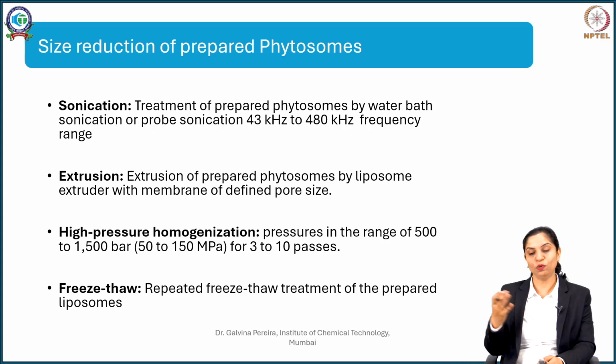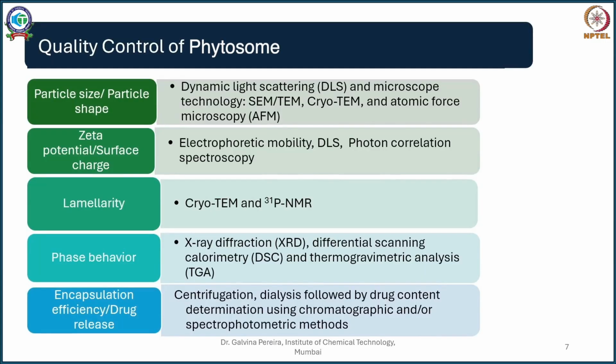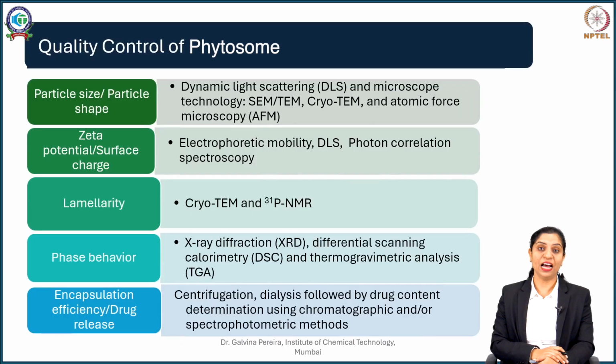Also optionally, if you have large vesicles like your large multilamellar vesicles, you can break them into smaller vesicles by continuously freezing and thawing. When you do it at few hour intervals, the vesicles break up and eventually give rise to a smaller particle size. Now once you have prepared it, the quality control of the phytosomes is almost similar to that of your liposomes.